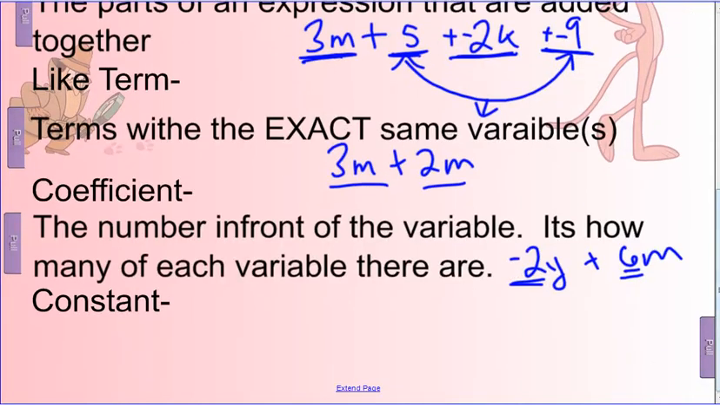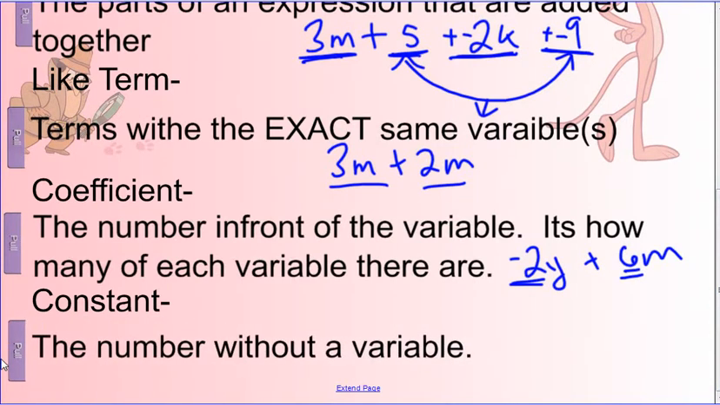And the last vocab word we have here is constant. A constant is a number without a variable. So if I had negative 3r plus 19, this 19 is the constant. It does not have a variable. It's just a number.